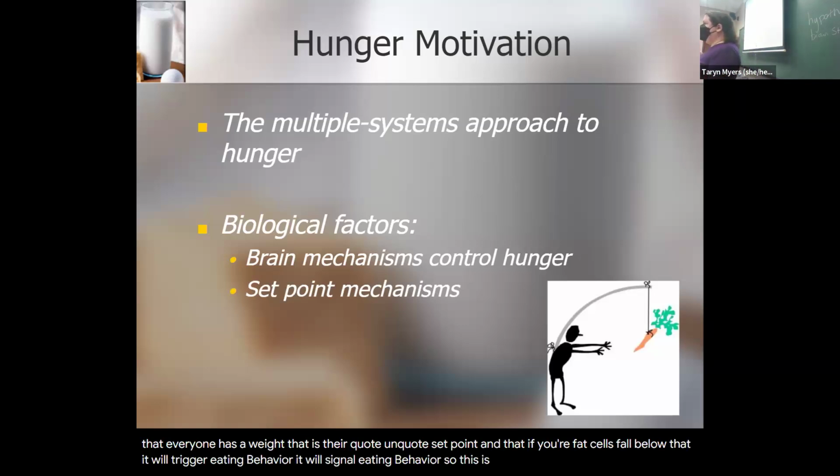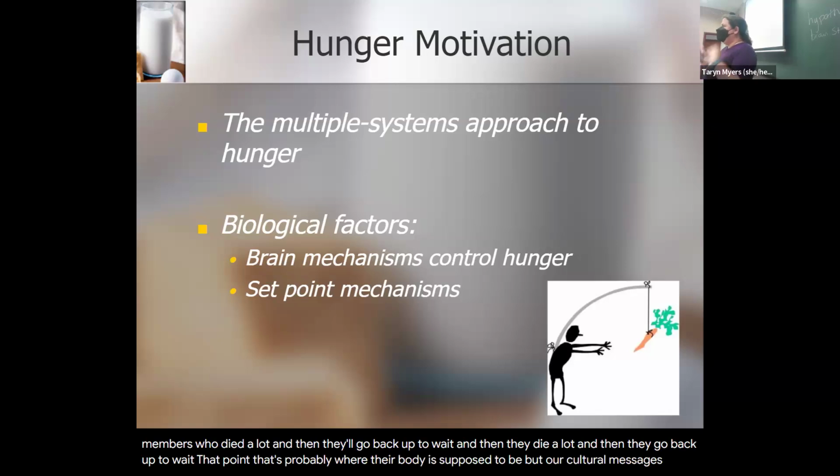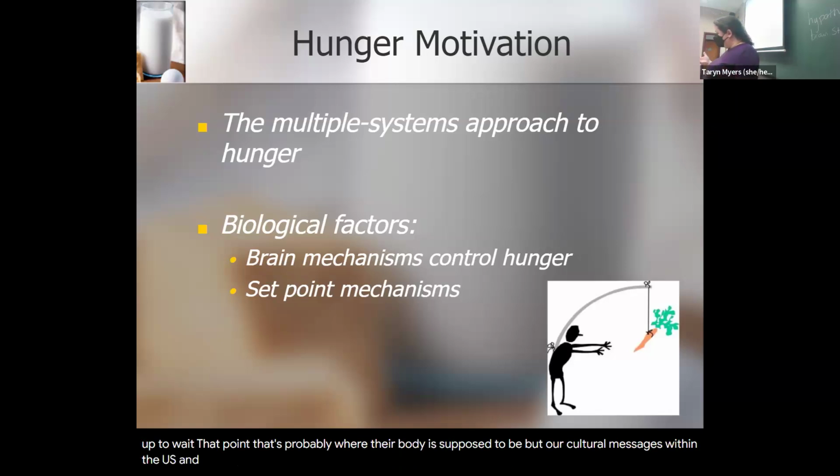So this is why, if you've ever known, say, family members who diet a lot, and then they'll go back up to a weight, and then they diet a lot, and then they go back up to a weight, that weight that they don't want to be at is probably their set point. That's probably where their body is supposed to be. But our cultural messages within the US and other Western cultures are telling them, oh no, you have to be skinnier than that, when their body is saying, this is where we're supposed to be.